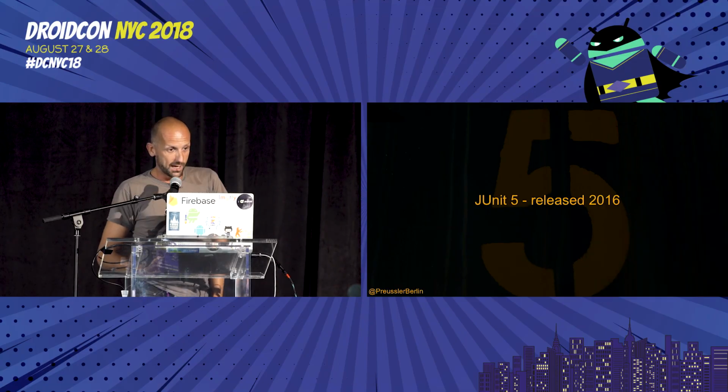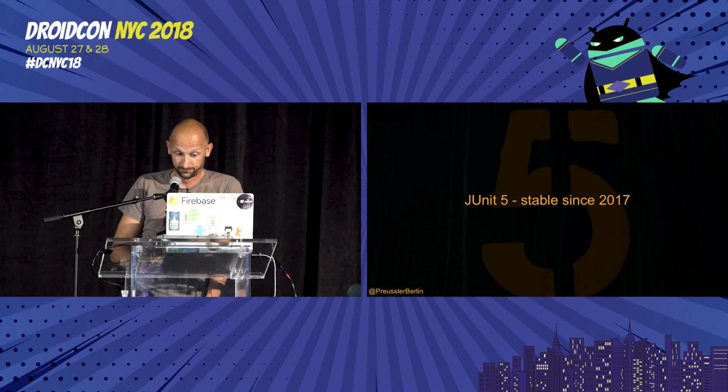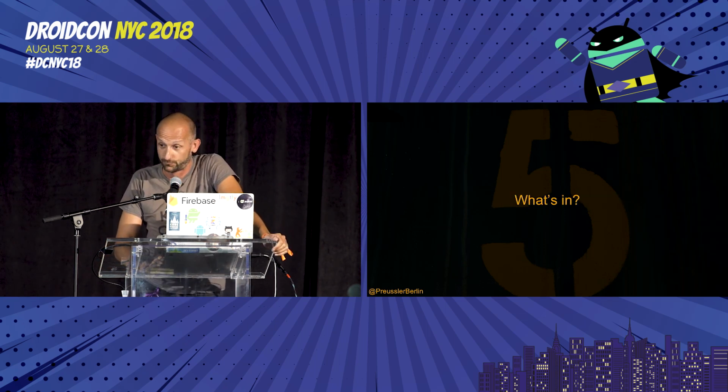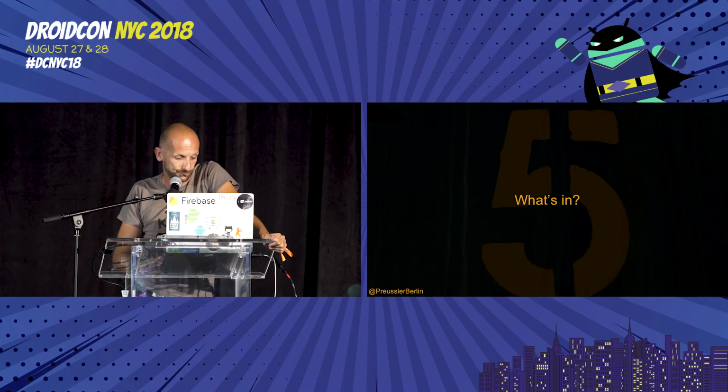It was called JUnit5 and it was released the same year. It is stable since last year. Current version is 5.2. And let's look into it, because that's what this talk is about.